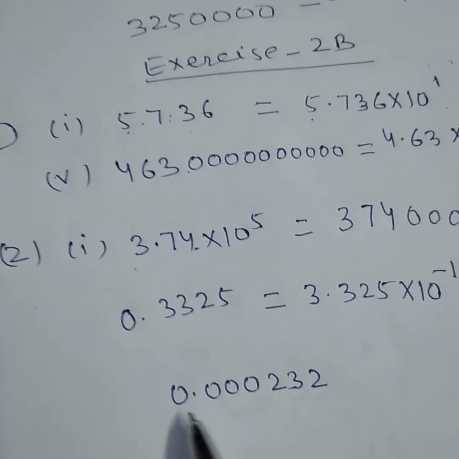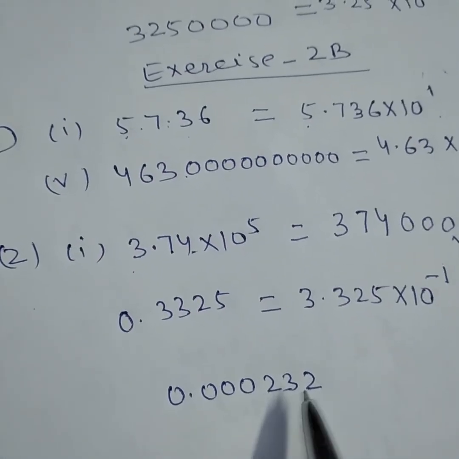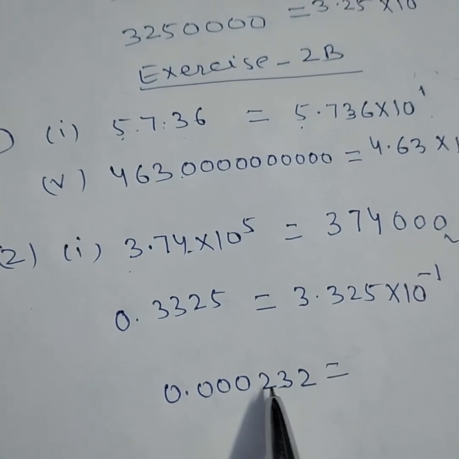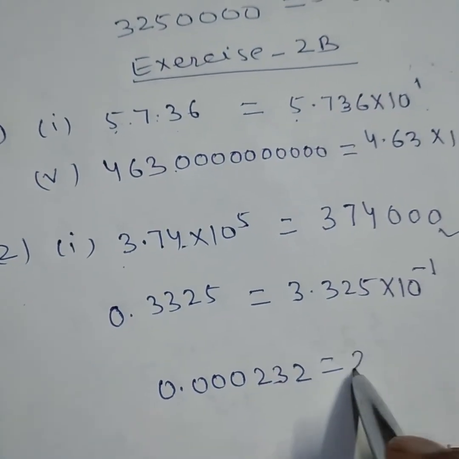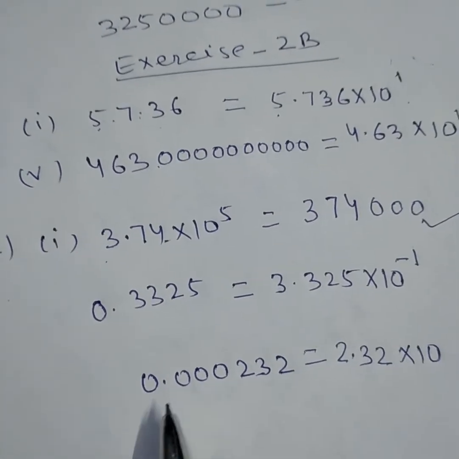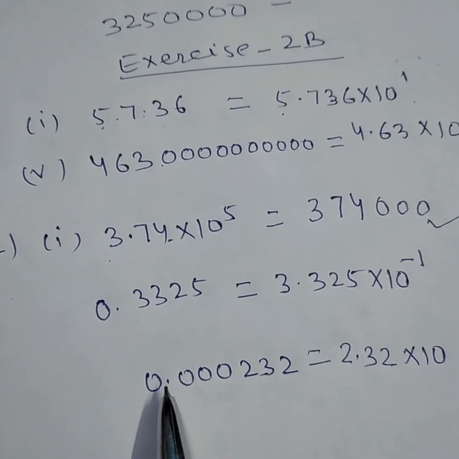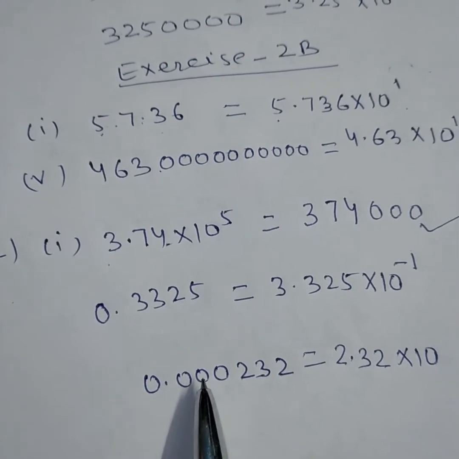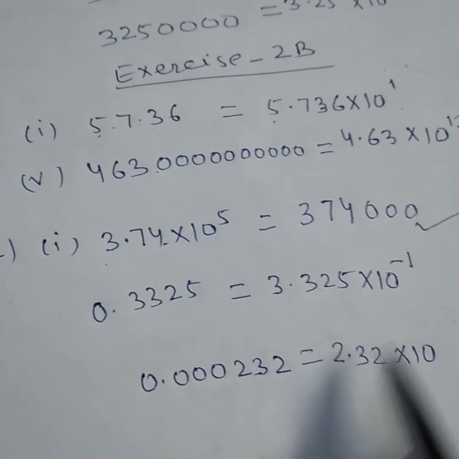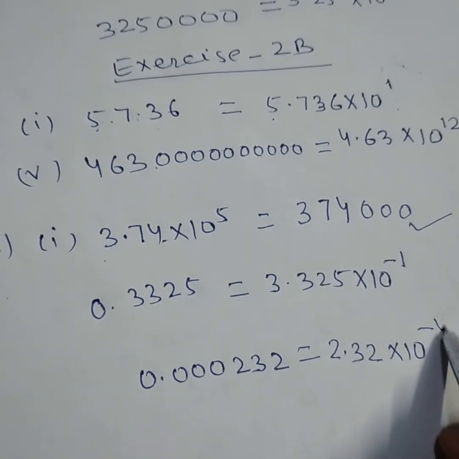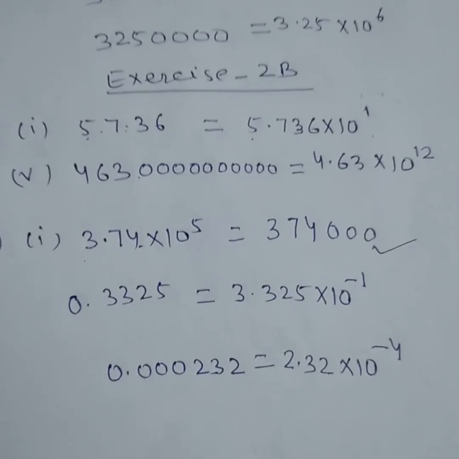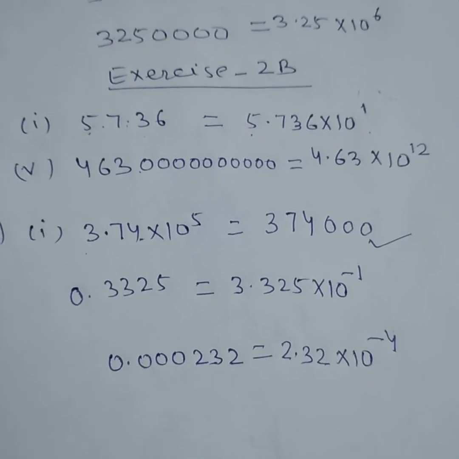The next one is 0.000232. This one we will convert, means the decimal we have to keep to make 2.32 into 10's power. Now we have to count from left to right: 1, 2, 3, 4. 4 digits we have to move the decimal, so here it will be -4. In this way we can solve all the questions of this exercise.